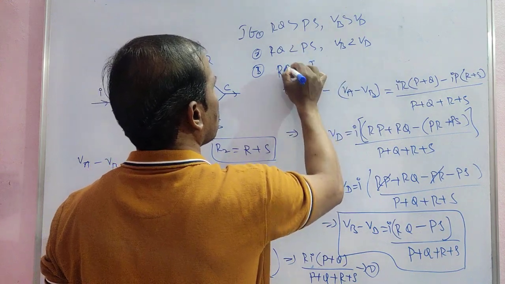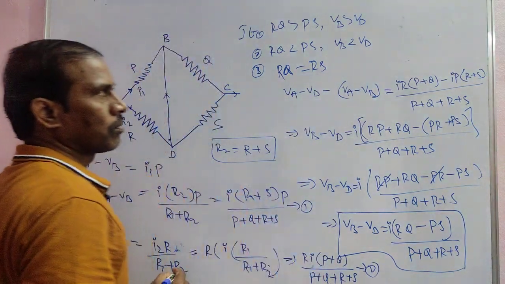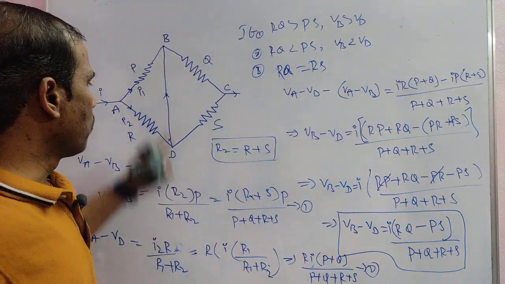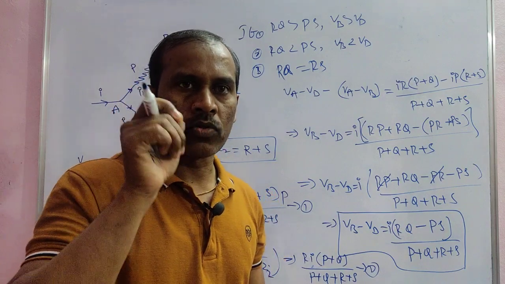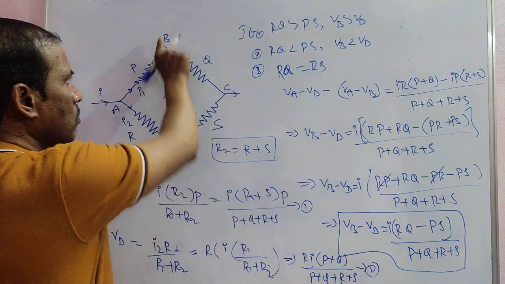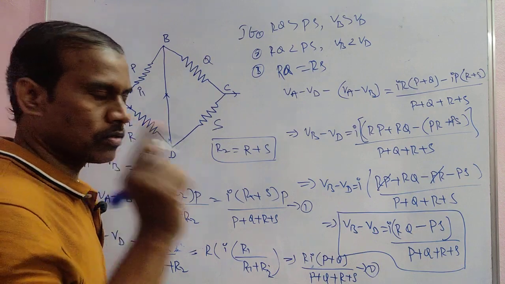Third case: RQ is equal to PS. That means the bridge is balanced. So there is no current passing through BD. There is no current passing through BD.